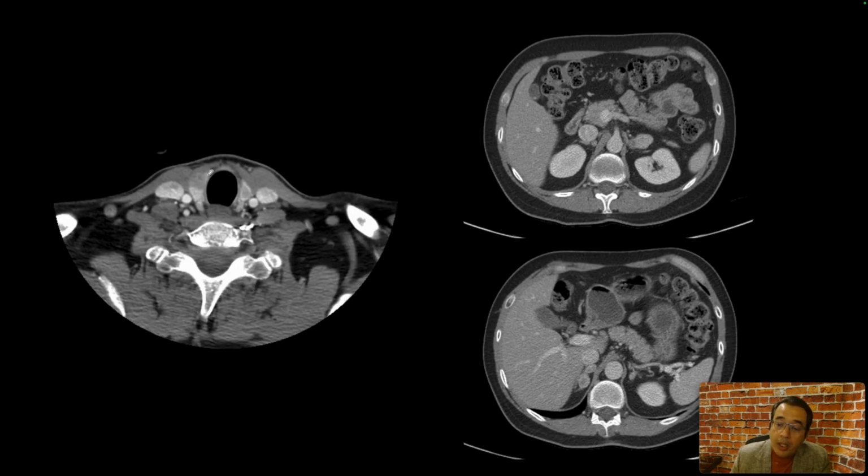These are images from their contrast enhanced CT showing a nodule in the right lobe of thyroid, a nodule in the left lobe of thyroid, a mass in the left adrenal and also another mass in the right adrenal.